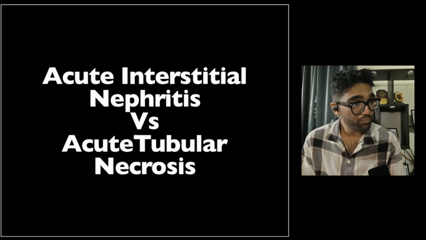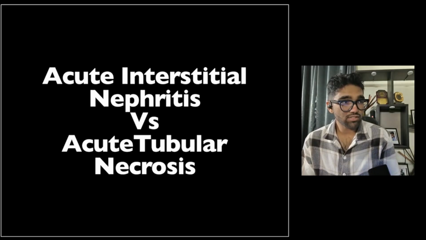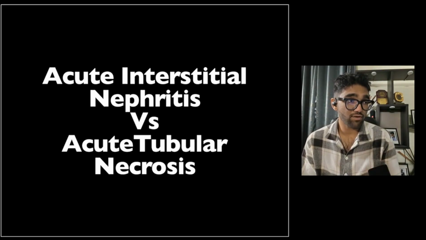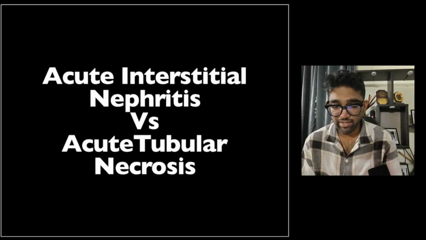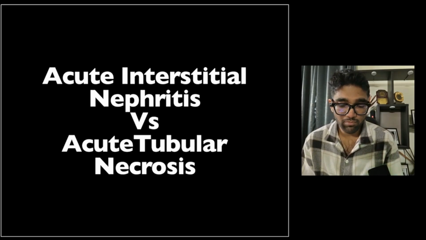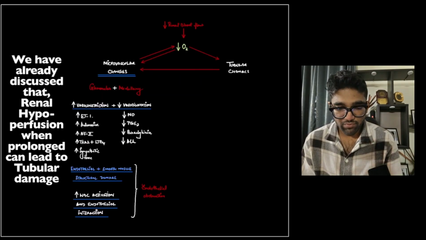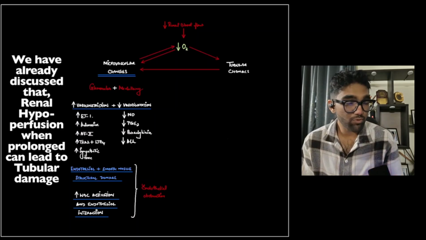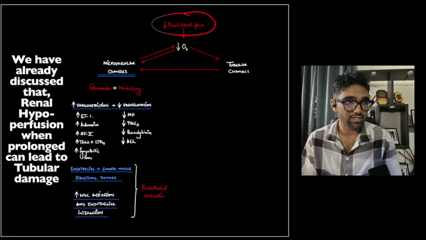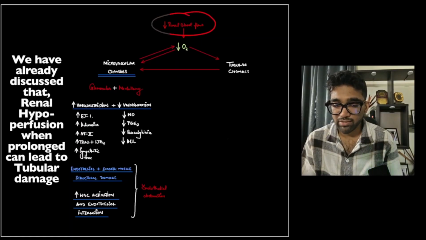Okay, so now, the second diagnostic consideration that comes to the fore when you have suspected interstitial nephritis or acute interstitial nephritis is the differentiation of acute interstitial nephritis from acute tubular necrosis. So, as we've discussed, renal hypoperfusion when prolonged leads to tubular damage. Whenever there is a reduction in renal blood flow, that decreases the partial pressure of oxygen within the renal medulla. The renal medulla receives only 1% of the blood supply to the kidney, so the partial pressure is as such on the lower side.